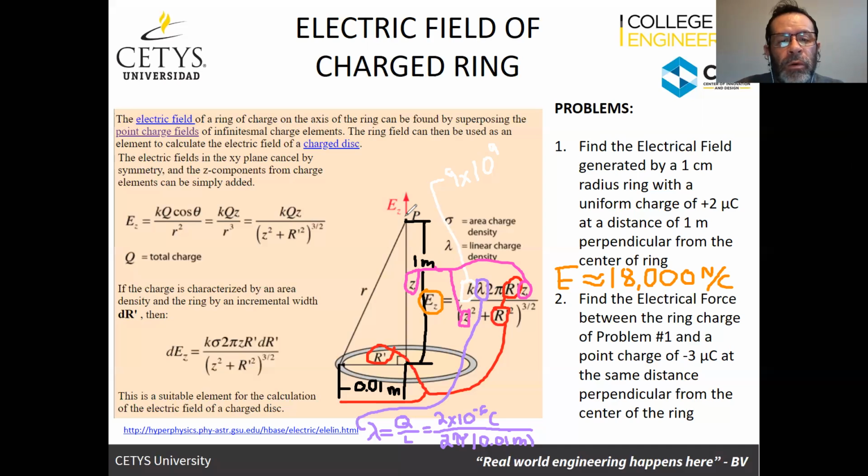So now let's assume that we place a negative charge here. This is for problem 2. Now let's assume that we place a negative charge here. And so if the ring is positive, then we are going to have a force that's going to be going downwards here.